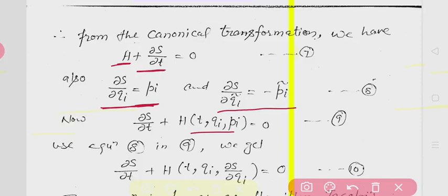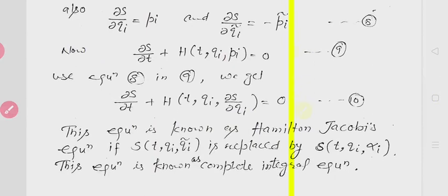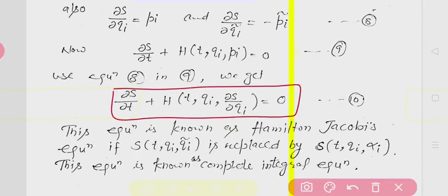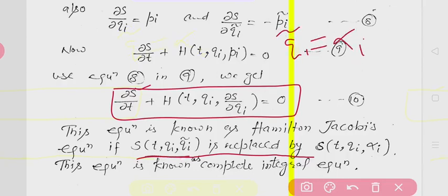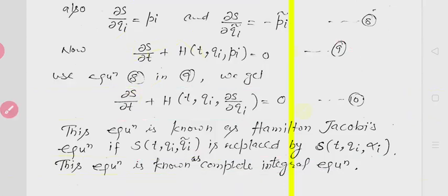What we do over here is place the value of Pi. Pi is nothing but curl S over curl Qi. So curl S over curl T plus the function of T, Qi and curl S over curl Qi will be equal to 0. That equation is known as the Hamilton-Jacobi equation. If S is a function of T, Qi, Qi tilde, and you replace this Qi tilde by alpha i, because we have just found that if H tilde is 0, Qi tilde is alpha i, then this equation is known as the complete integral. In that case I will call it the complete integral. So in this way we complete the Hamilton-Jacobi equation.